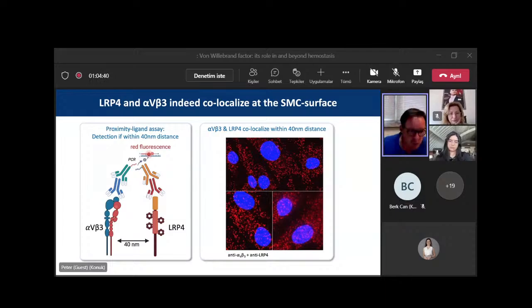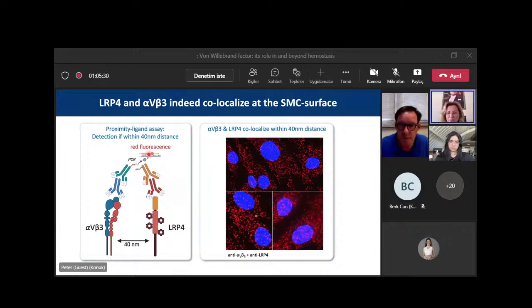So what's happening is you have two antibodies against each receptor. They're recognized by two other antibodies that contain an oligonucleotide. When they are close enough, those two oligonucleotides will hybridize. Via a PCR reaction, you can amplify these oligos, and when they are probed with a fluorescent marker, you can see if those two are together. It's no surprise that I show this, because you can see already in this image a lot of red dots on these smooth muscle cells, showing that alpha V beta 3 and LRP4 are indeed very closely together. So they are capable of relaying the signal from one to the other.